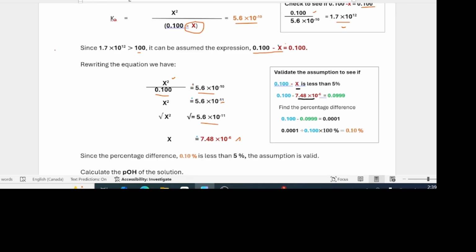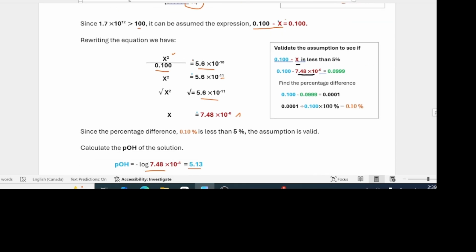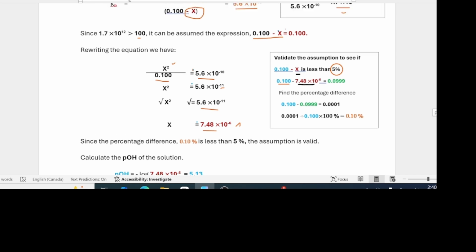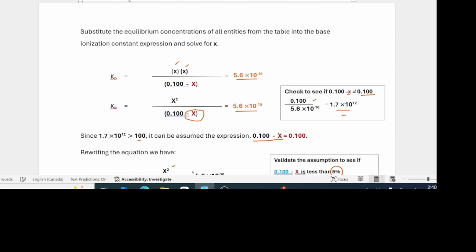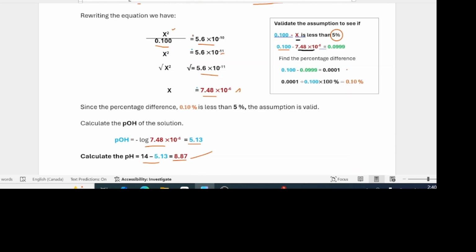But look, there's another thing I should have told you about. You have to see if your assumption is valid. You want to see if this assumption here is less than 5% of what the initial concentration is. Okay, so this is what we do. Take the initial concentration and subtract what X is. We're taking the initial concentration and we're subtracting that X there. We just found that. It turns out to be this. That's the difference. That's the difference it would have made.